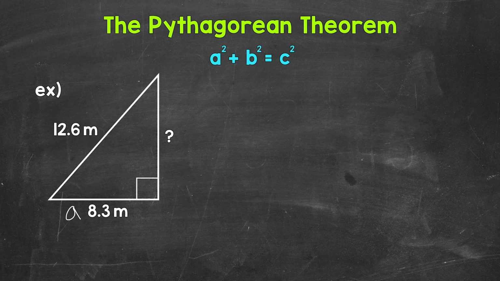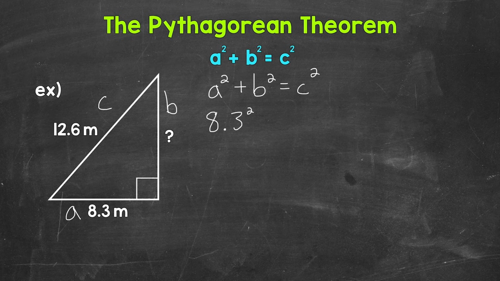Let's make this leg A, this leg B, and the hypotenuse is C. So we use A squared plus B squared equals C squared. Now we can plug in what we are given in order to find the length of that missing leg. So let's plug in 8 and 3/10 meters for A. So 8 and 3/10 squared plus B squared. Well, B is the missing leg, the unknown leg. So keep that as B squared equals C squared.